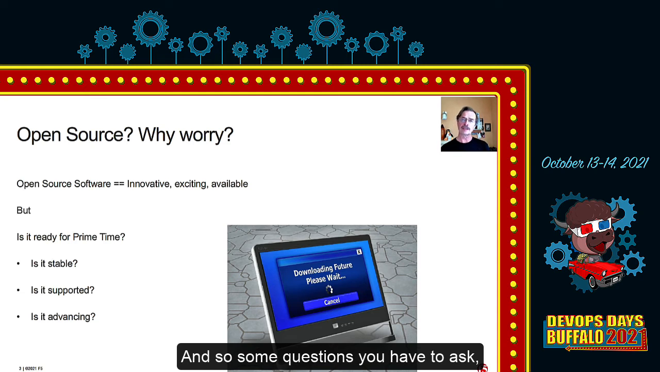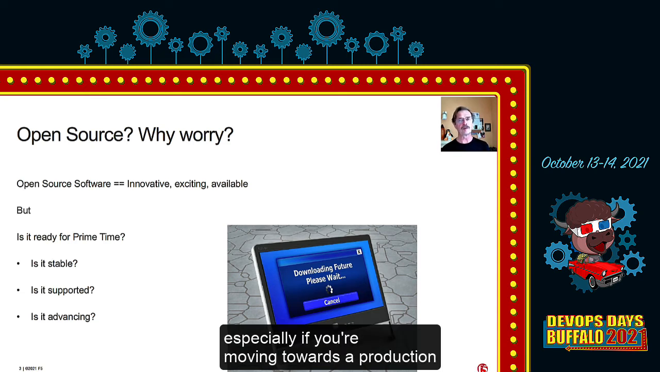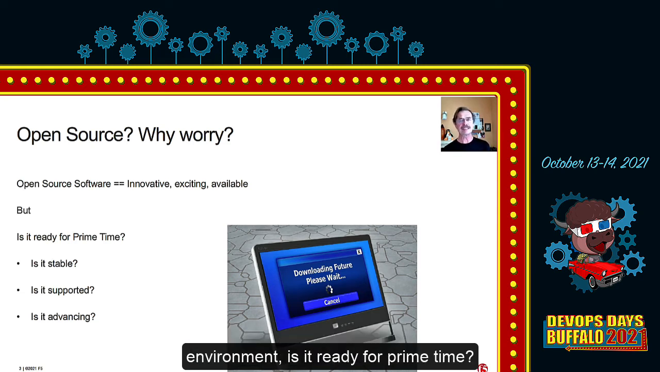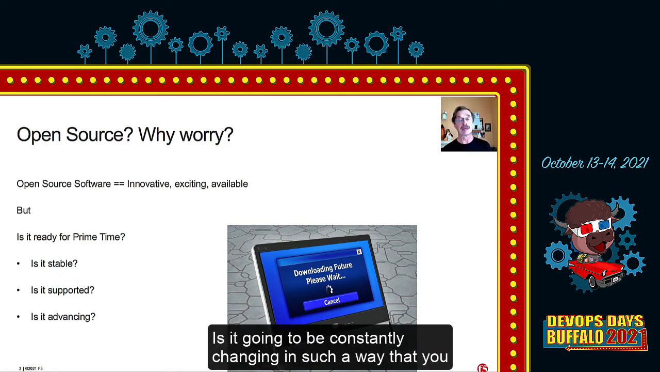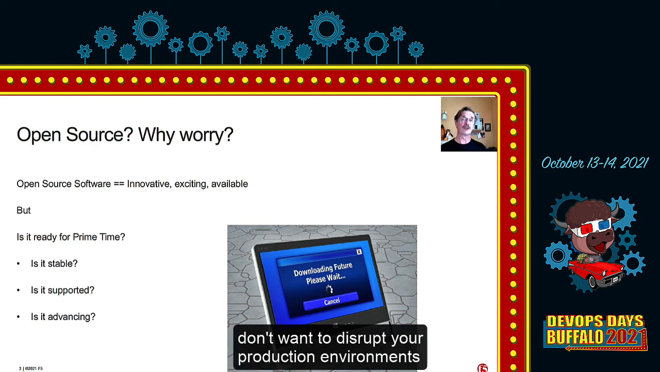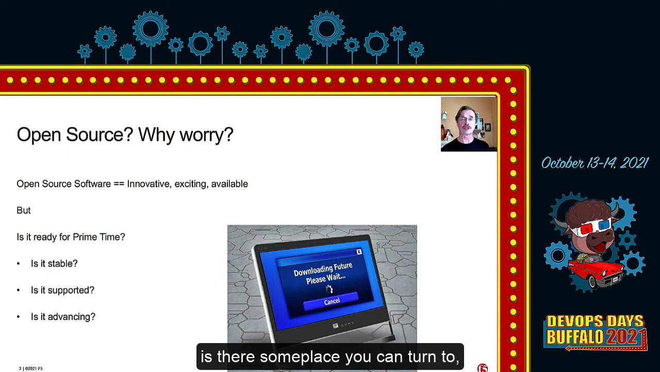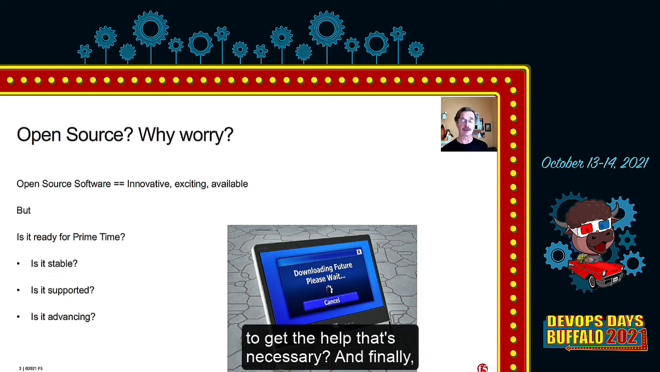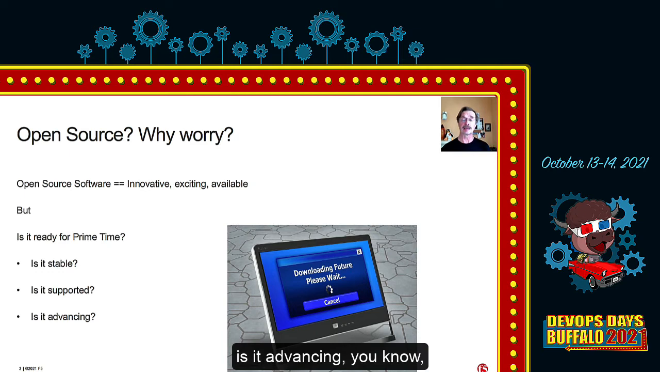And so there are some questions you have to ask, especially if you're moving towards a production environment. Is it ready for prime time? Which means, is it stable? Is it going to be constantly changing in such a way that you don't want to disrupt your production environments? Is it supported? If there's an error or an issue or a question, is there some place you can turn to get the help that's necessary? And finally, is it advancing?